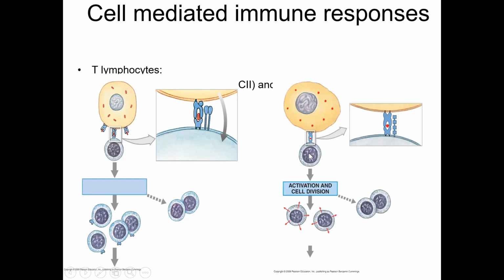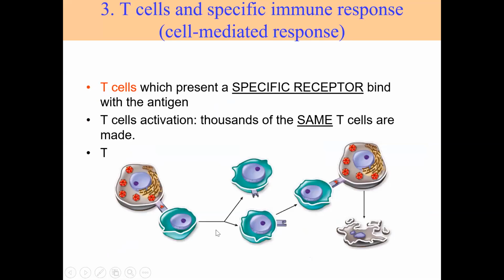Once you activate this T helper, the T helper will go through mitosis and get more T helpers. And these T helpers are going to release the cytokines, which will stimulate the mitosis of T killer. They can release interleukin 2, which can speed up mitosis for T killers. All right, so I think we're good.